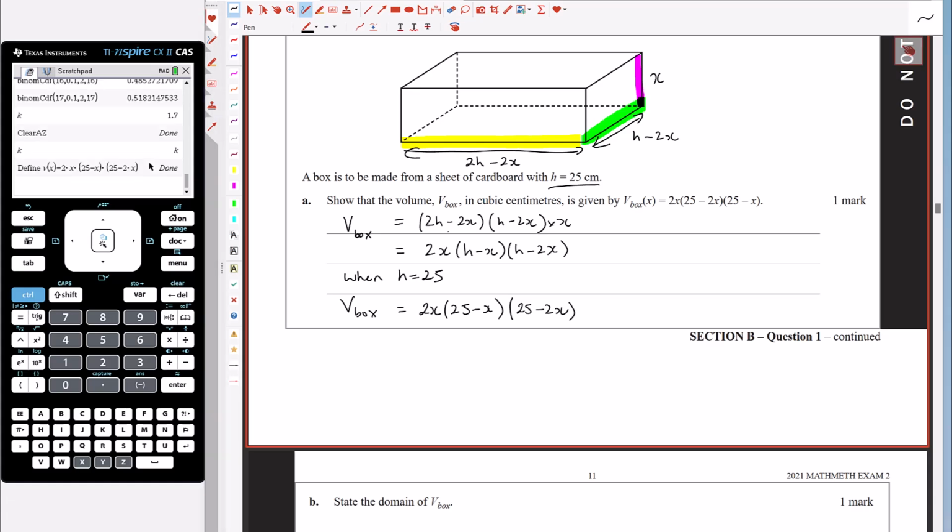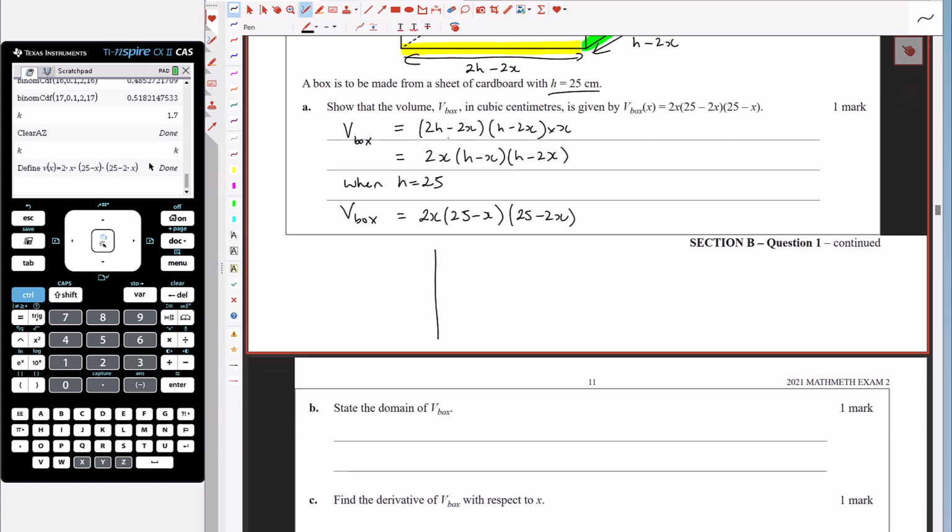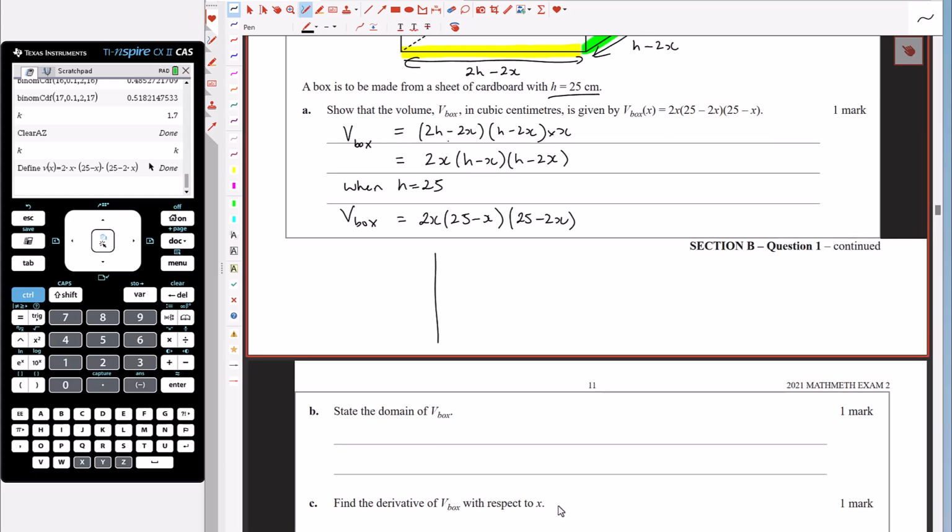These are always fairly routine. If we think about this as a cubic function, we take negatives out of both of those brackets. Actually, it's still going to be a positive cubic, my apologies. It'll be 2x times (x minus 25) times (2x minus 25). So it's a positive cubic, with intercepts at 0, 25 and 25 on 2.